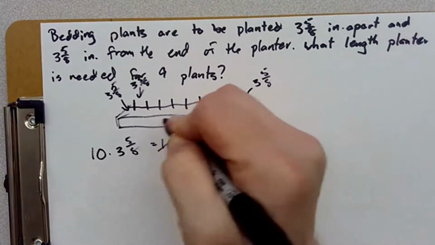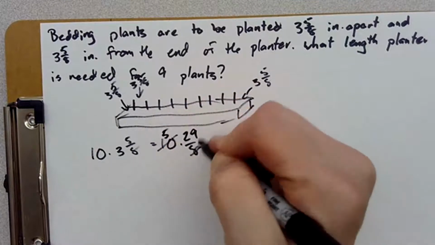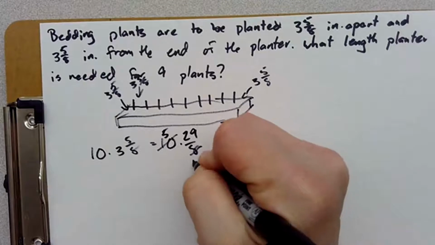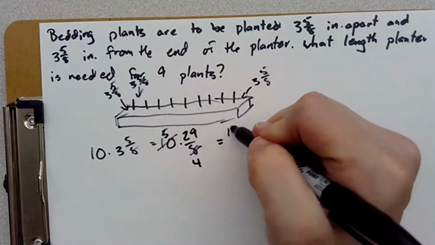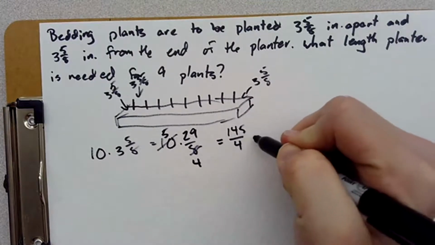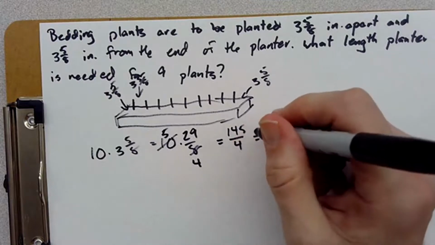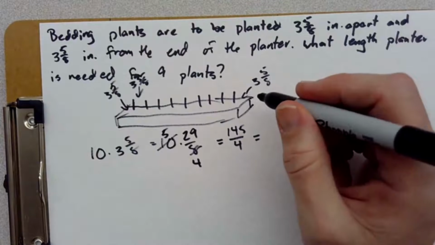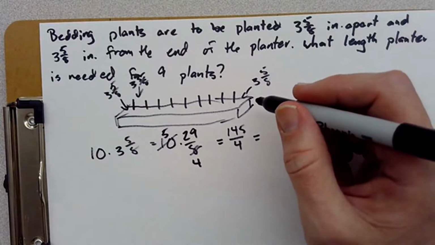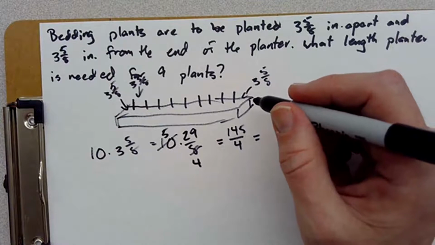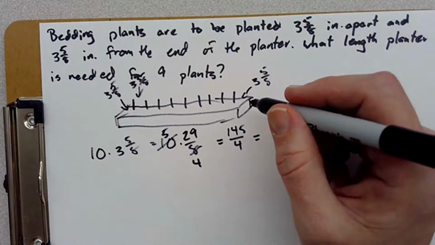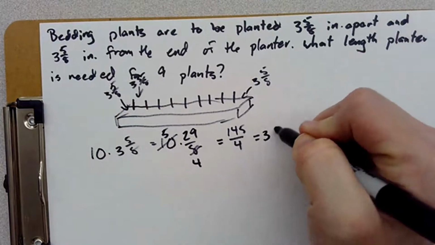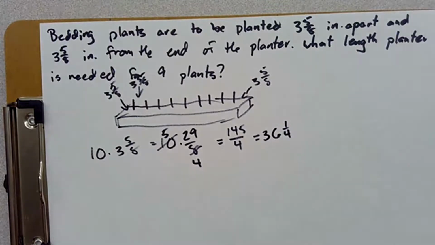And then we can cancel a 2 from 10 and a 2 from 8. 5 times 29 is 145 over 4. 145 is 1 more than 144. 144 divided by 4 is, let's see, 36. 36 1/4 inch.